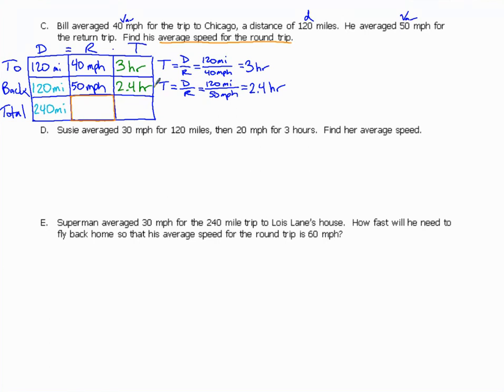So think about this. I knew that I drove 120 miles to get there. I knew it was 120 back. And when I added the total distance that I drove, it was this number. In the same way, I drove for 3 hours and I turned around and drove for another 2.4 hours. That means I was on the road for a total of 5.4 hours.